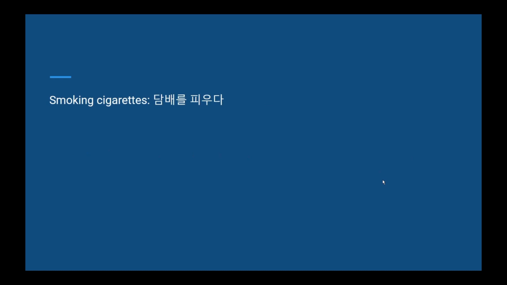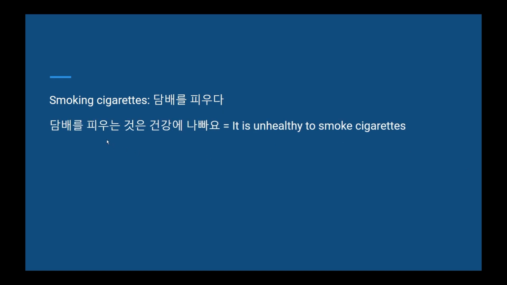Here we see smoking cigarettes. 담배를 피우다. Now, I want to talk about the act of smoking. I don't just want to say, oh, I smoke or I don't smoke. I actually want to talk about smoking. Smoking isn't healthy, or smoking cigarettes. It's unhealthy to smoke cigarettes. So let's say I wanted to say that. Well, what I would do is turn 담배를 피우다 into a mega noun. So 담배를 피우는 곳은, the smoking of cigarettes, 건강에 나빠요. It's unhealthy. So that's how we do that.